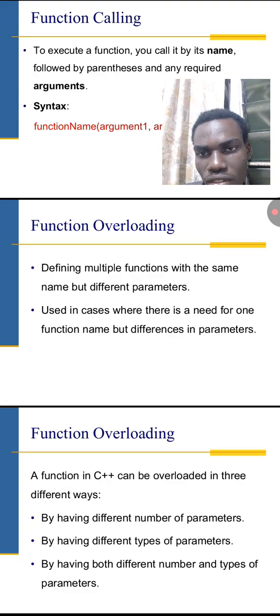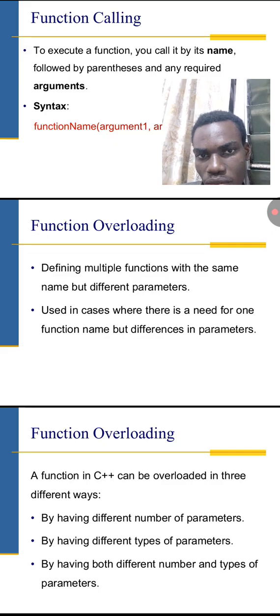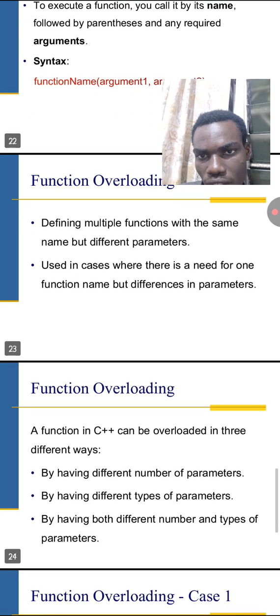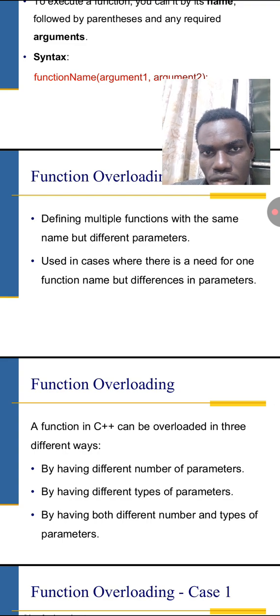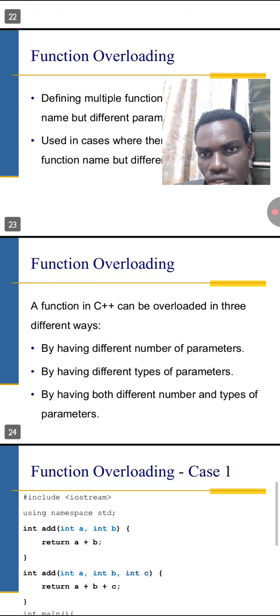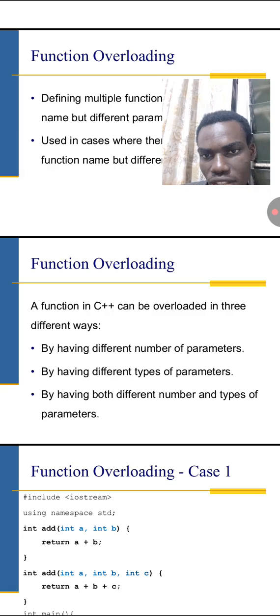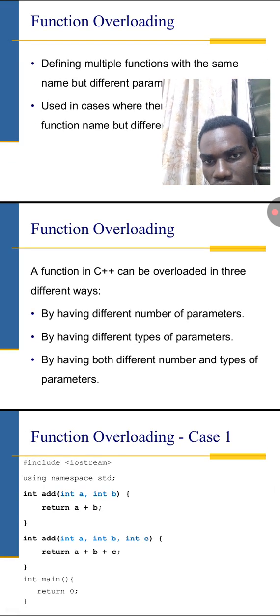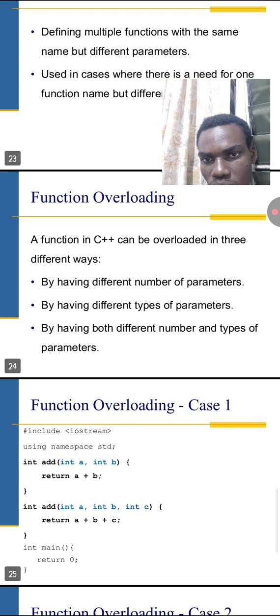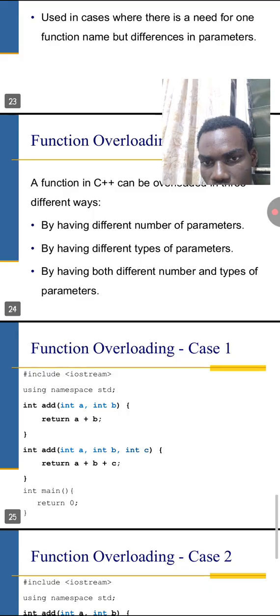Let's look at function overloading. It means defining multiple functions with the same name but different parameters, used in cases where there is a need for one function name but different parameters. A function in C++ can be overloaded in 3 different ways: by having different numbers of parameters, by having different types of parameters, and by having both different number and types of parameters.